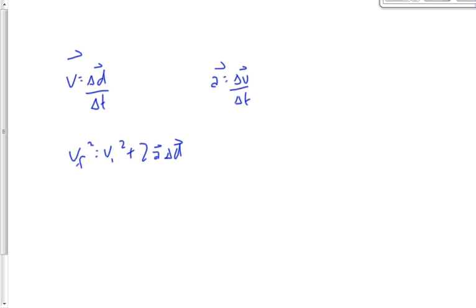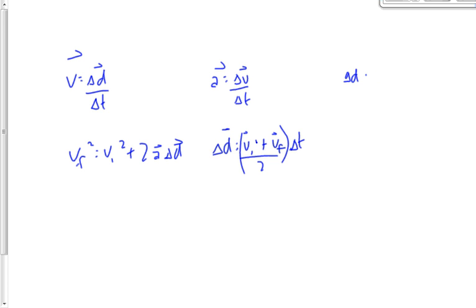On our data sheet, we now have 6 equations that we're allowed to use in different situations. The first one, v equals delta d over delta t, and then the other 5. Vf squared is equal to vi squared plus 2ad. We got a is equal to delta v over delta t. We have d is equal to vi plus vf over 2 times t.